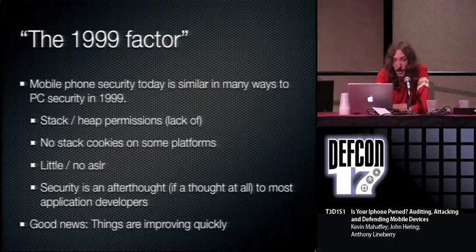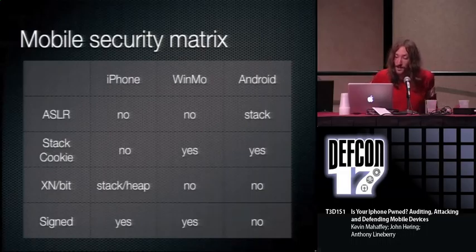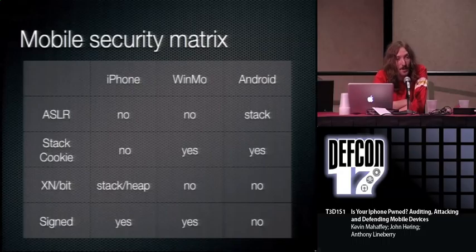But a lot of mobile operating systems are not using this currently. Here's our obligatory matrix of what is and isn't on these things. Address space layout randomization: currently, Android is the only one using that on their stack. No one else is randomizing their heap, stack, or library loading. Windows Mobile uses stack cookies, but it's only a 16-bit cookie on the stack, so I can't imagine it would be terribly hard to brute force that cookie. Android does use stack cookies.